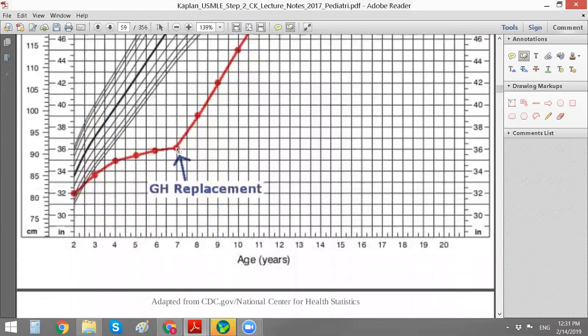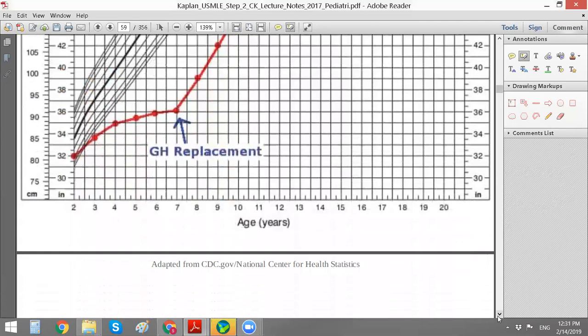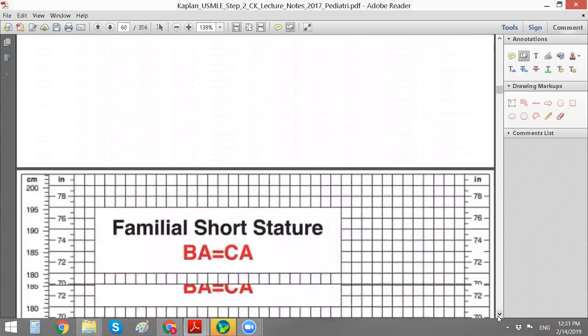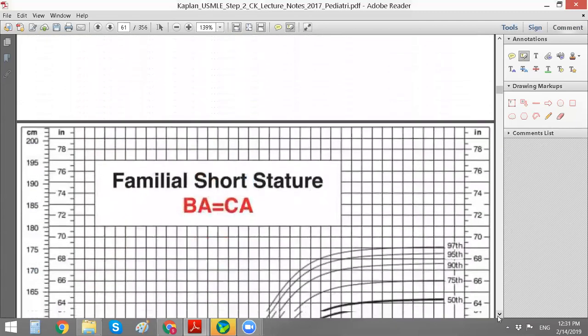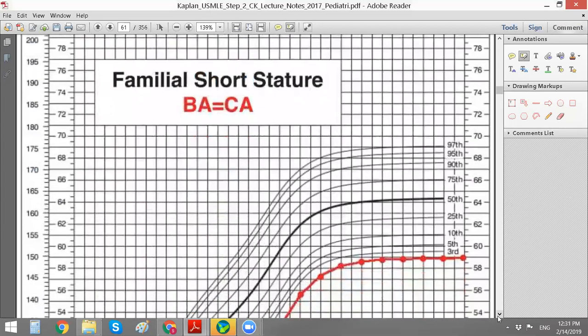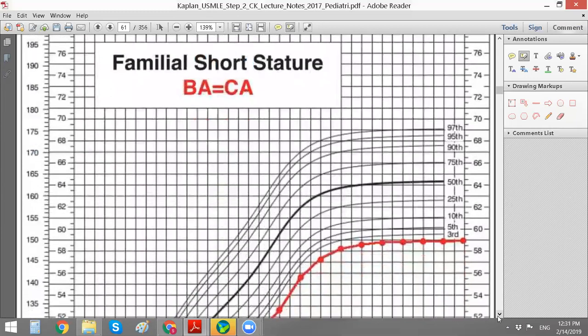They did the growth hormone replacement here, so he did the catch up growth. Great. Then this is familial short stature. So bone age is equal to the chronologic age.